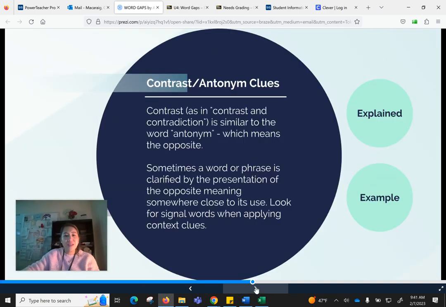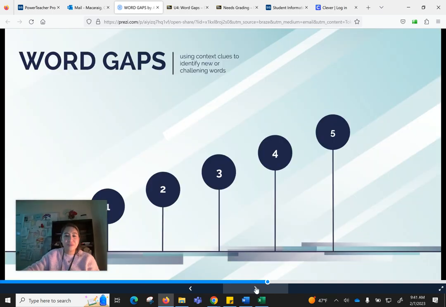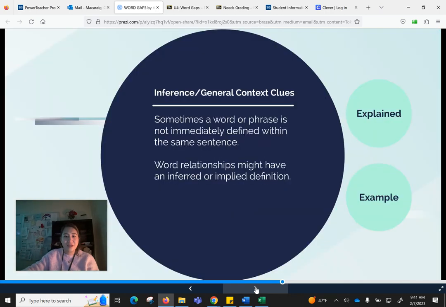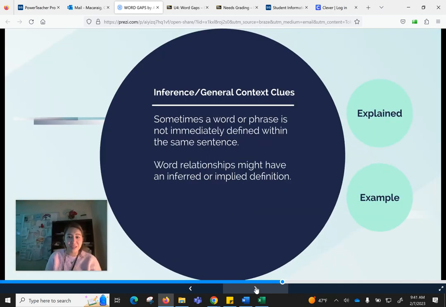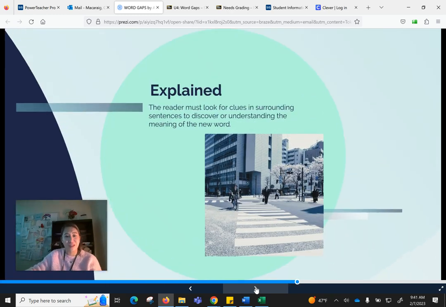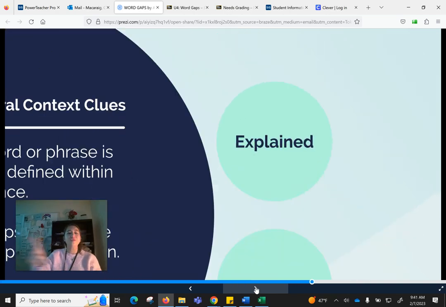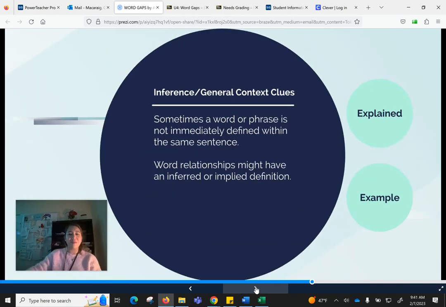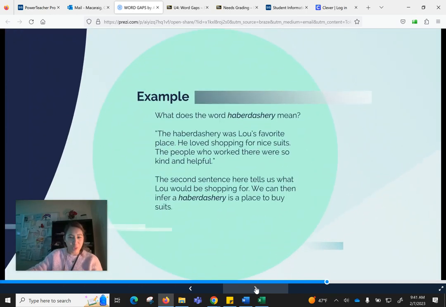Next would be inference or general context clues. Sometimes a word or phrase is not immediately defined within the same sentence. So word relationships might have an inferred or implied definition. So the reader must look for clues in surrounding sentences to discover or understand the meaning of the new word. It's within the sentence or within the paragraph. You just have to look for clues.